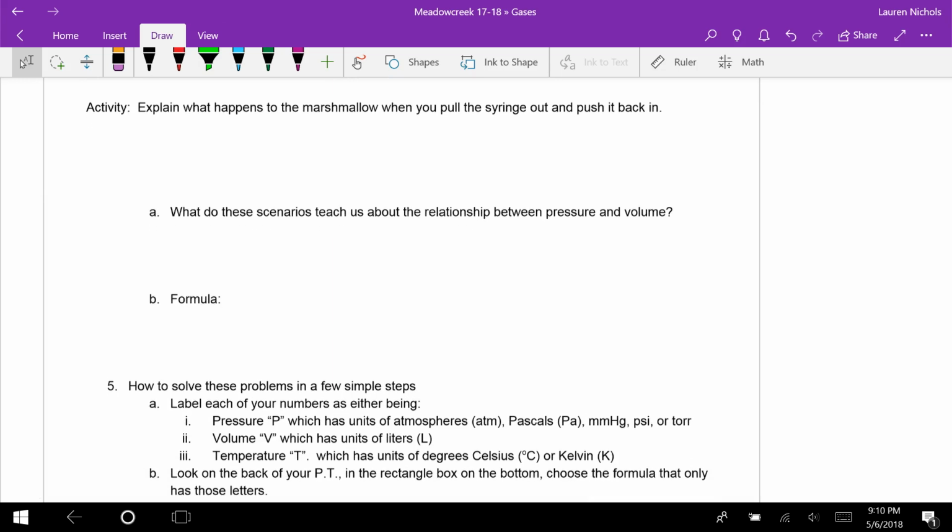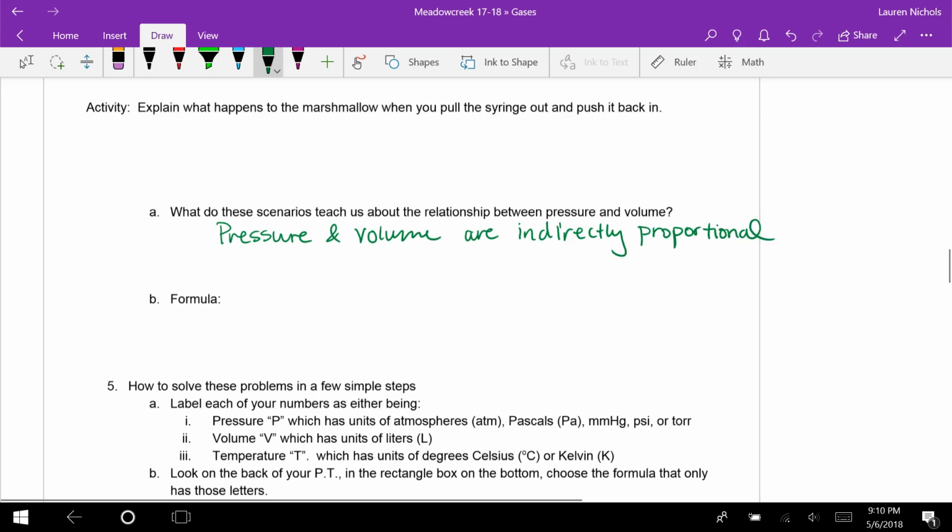And so what we see with this relationship is that pressure and volume do the opposite things. And so that means they are indirectly proportional. They do the opposite of each other. So if you increase your pressure, you decrease your volume and vice versa. And so that means that your pressure and your volume are multiplied by each other to get K, our constant. And so what this looks like in our formula is P1 V1 equals P2 V2.